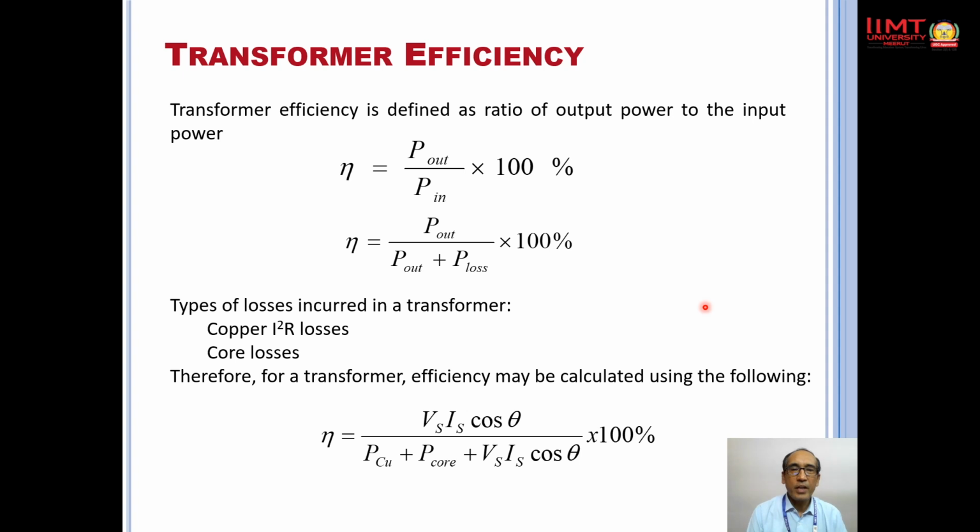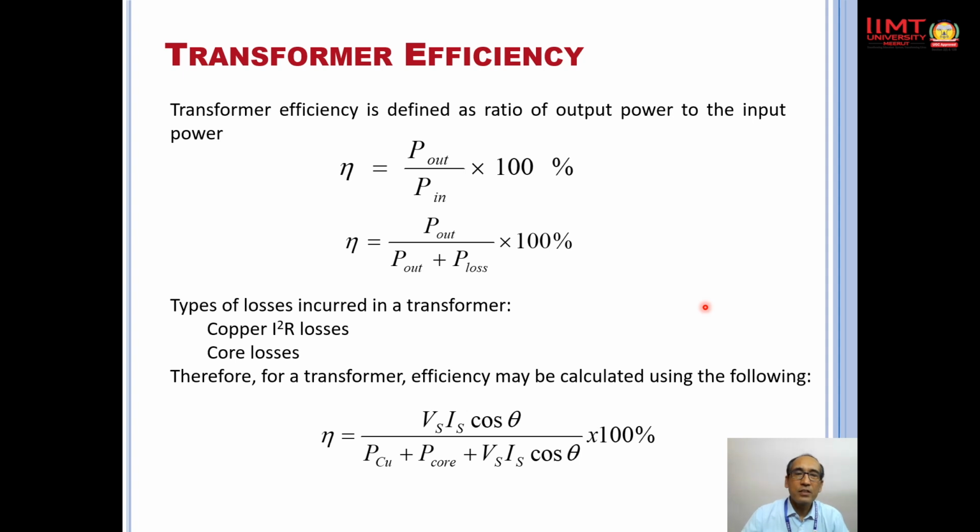What is the difference between the input power and output power? The difference between input power and output power is the power losses. So obviously if we add the power losses to the output power, we will get the input power. So the formula for efficiency is P output upon P output plus P losses, multiplied by 100.